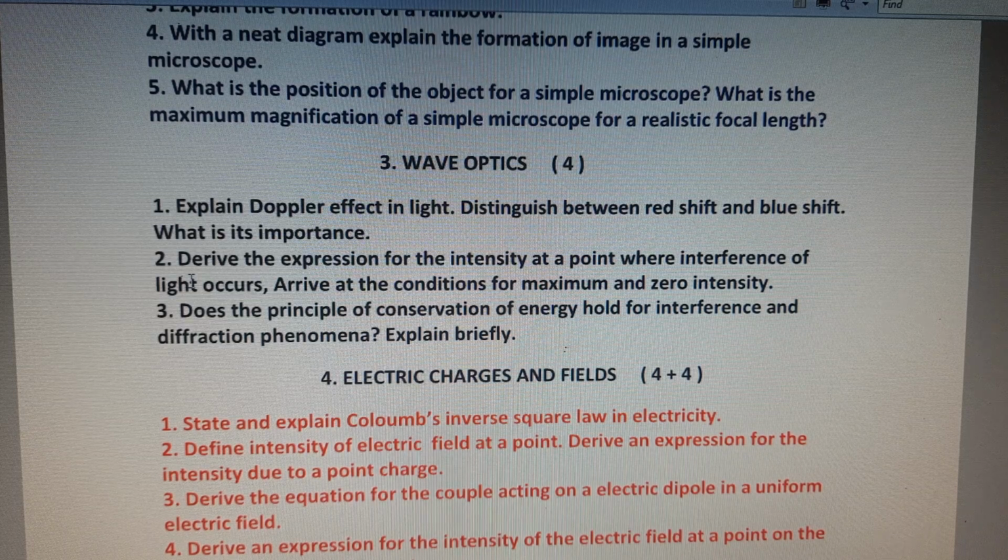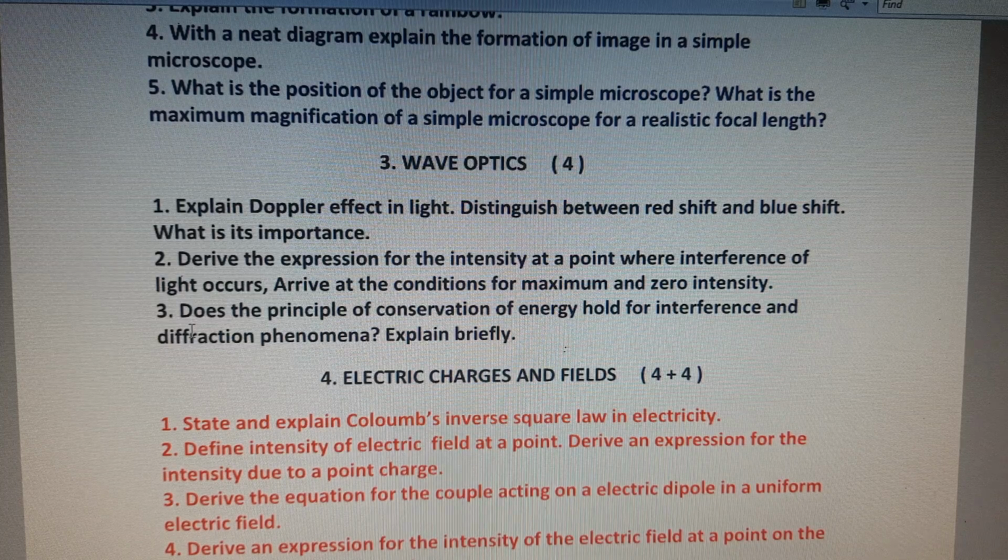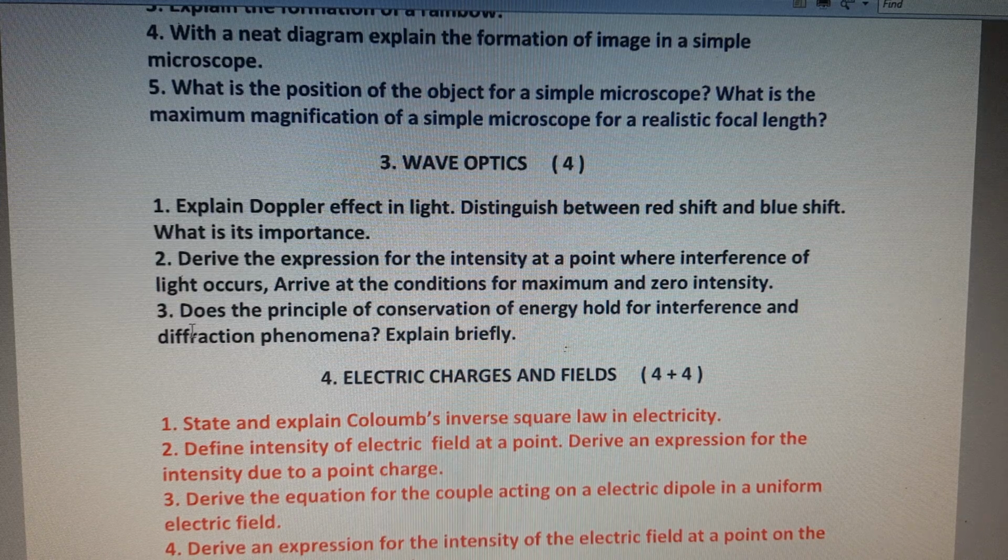And the second 4 marks question: derive the expression for the intensity at a point where interference of light occurs. Arrive at the conditions for maximum and zero intensity. And the third 4 marks question is: does the principle of conservation of energy hold for interference and diffraction phenomena? Explain briefly. From these 3 questions, a single 4-marks question will be asked in the IPE examination.